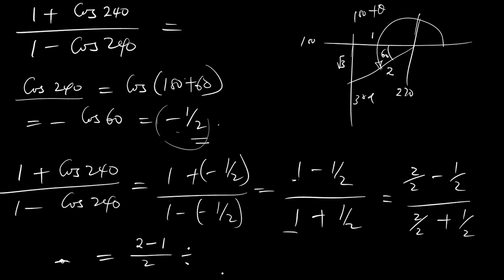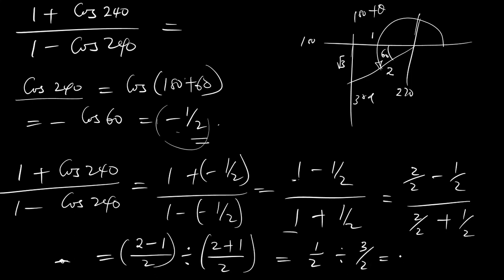Let me say divide by 2 plus 1 all over 2. So the first expression will be 1 all over 2 divided by 3 all over 2. This can also be written in this form: 1 all over 2 times, I will reverse this, you have 2 all over 3. So this will cancel out. The final answer is 1 all over 3. So this is the final answer.